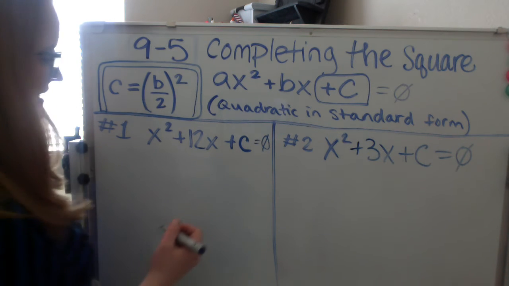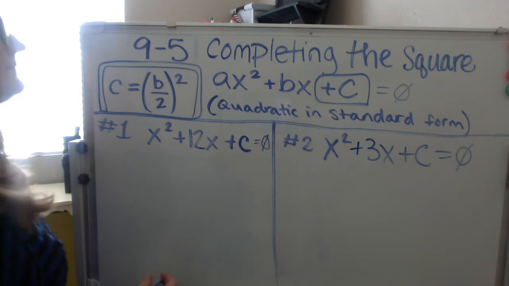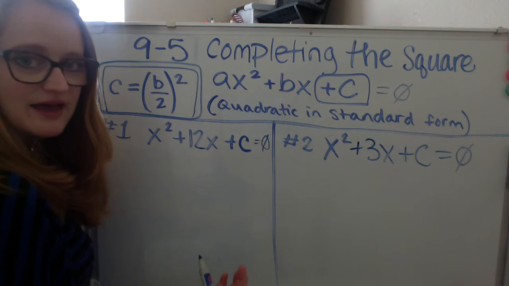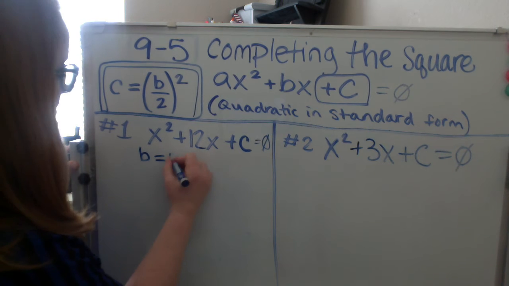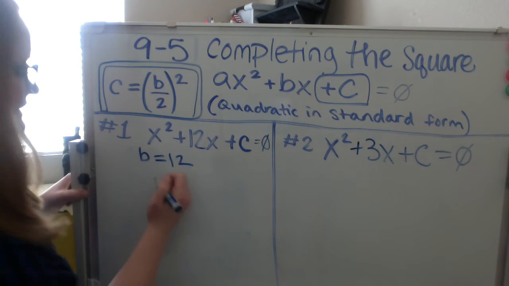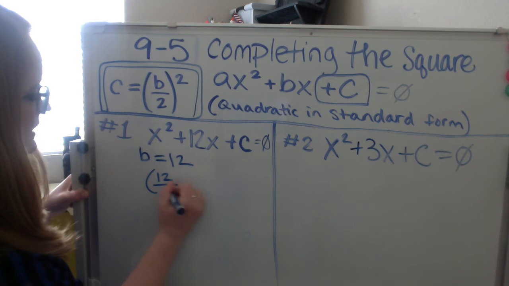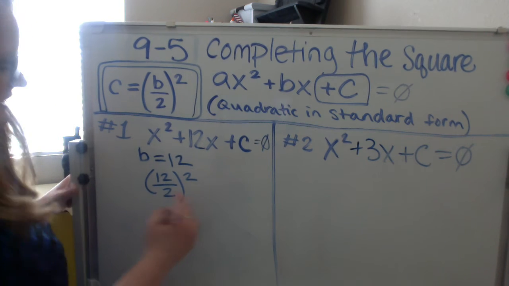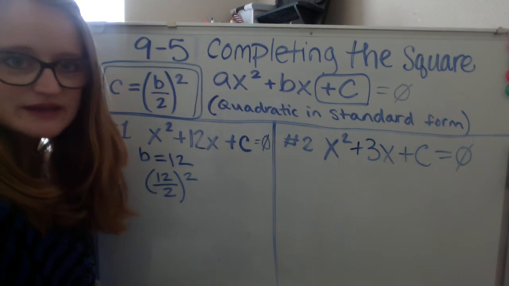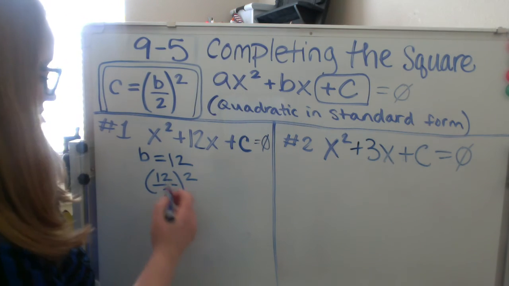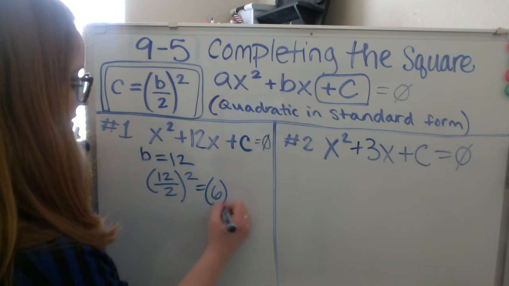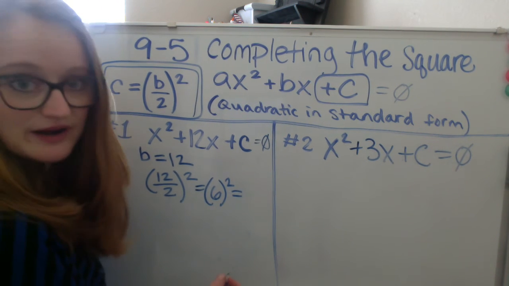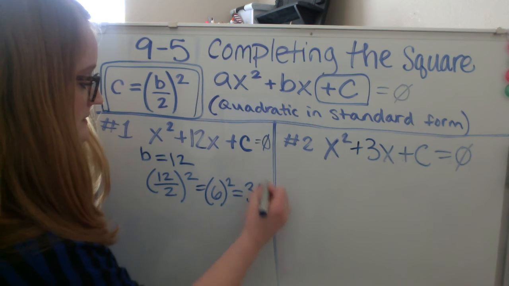My first example is x squared plus 12x plus c. So if we take our b value, in this case, our b value is positive 12. I'm just going to substitute that 12 into my formula, 12 divided by 2, and then all of that squared. So 12 divided by 2 is 6. So really we're talking about 6 squared, and 6 squared is 36.